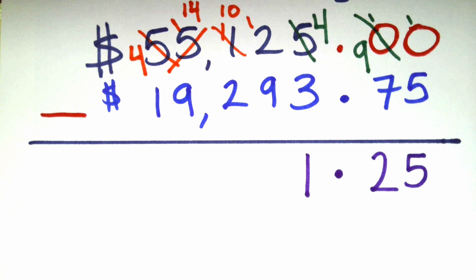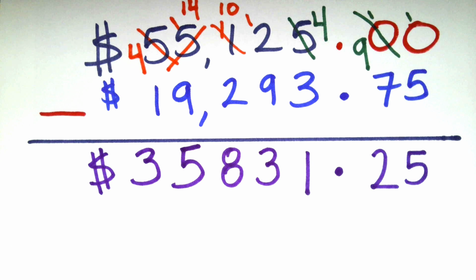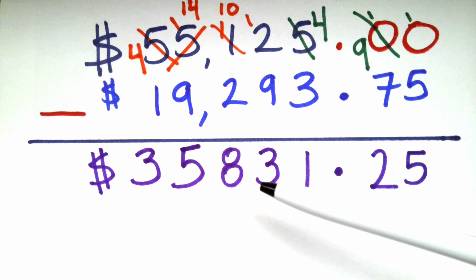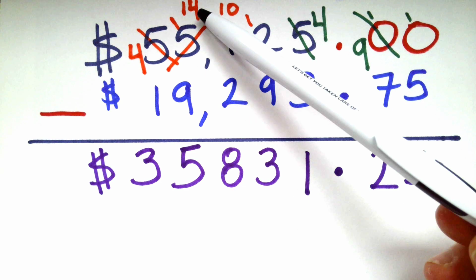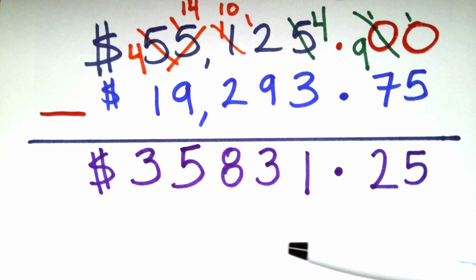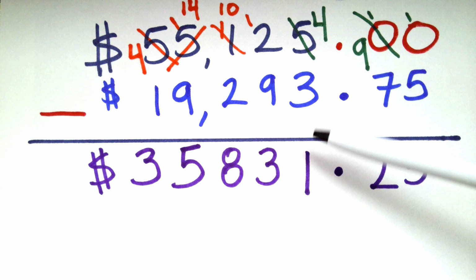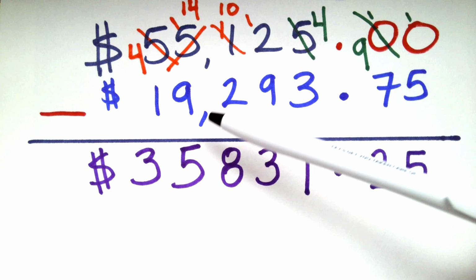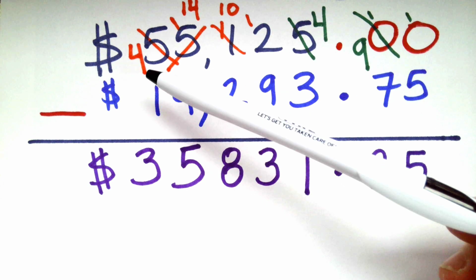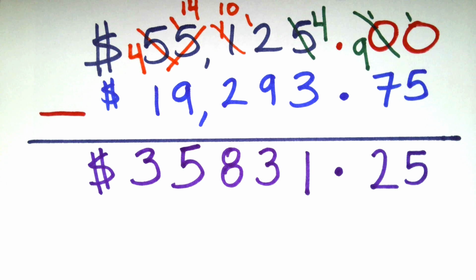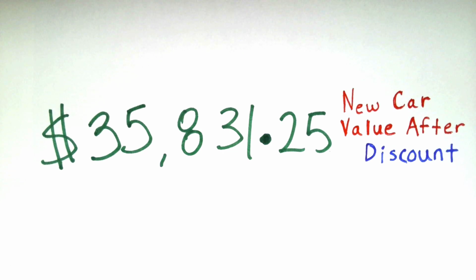Let's check it out. 12 minus 9 is 3. 10 minus 2 is 8. 14 minus 9 is 5. 4 minus 1 is 3. And another way to check this is, what's 3 plus 1? It's 4. What's 9 plus 3? It's 12. 2 plus 8 is 10. 9 plus 5 is 14. And 1 plus 3 is 4. That's a good way to check your answers if you're doing this manually and you don't have a calculator.